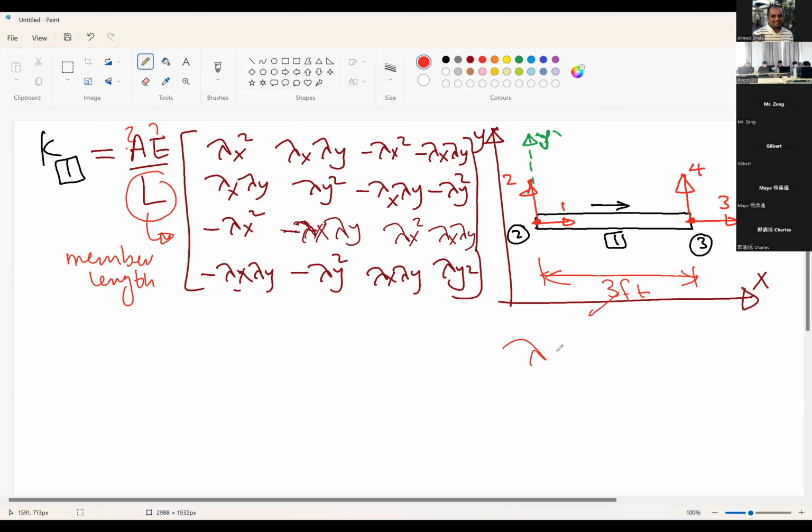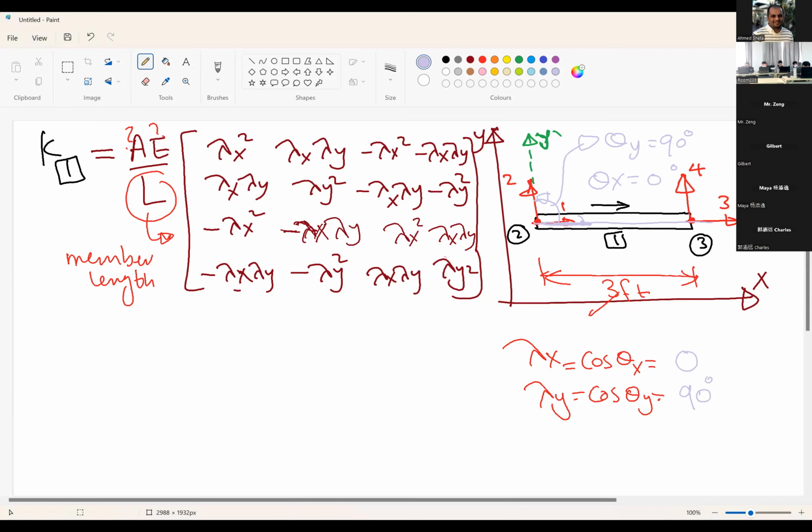We also need lambda x and lambda y. Lambda x is equal to cosine theta x. Lambda y is cosine theta y. Anyone can tell me what theta x is and what theta y is? If this is a horizontal member, theta x is equal to 0. Theta y is this angle, which will be 90 degrees. Because it is a horizontal member, there is no angle with the x axis, so it will be 0, and the angle with the y axis will be 90 degrees.